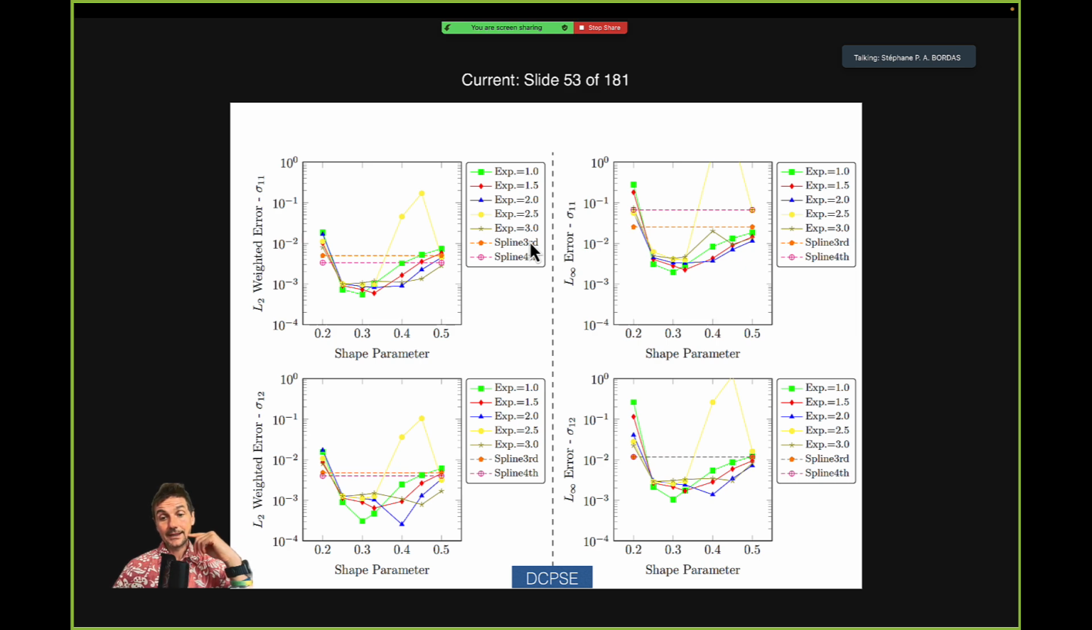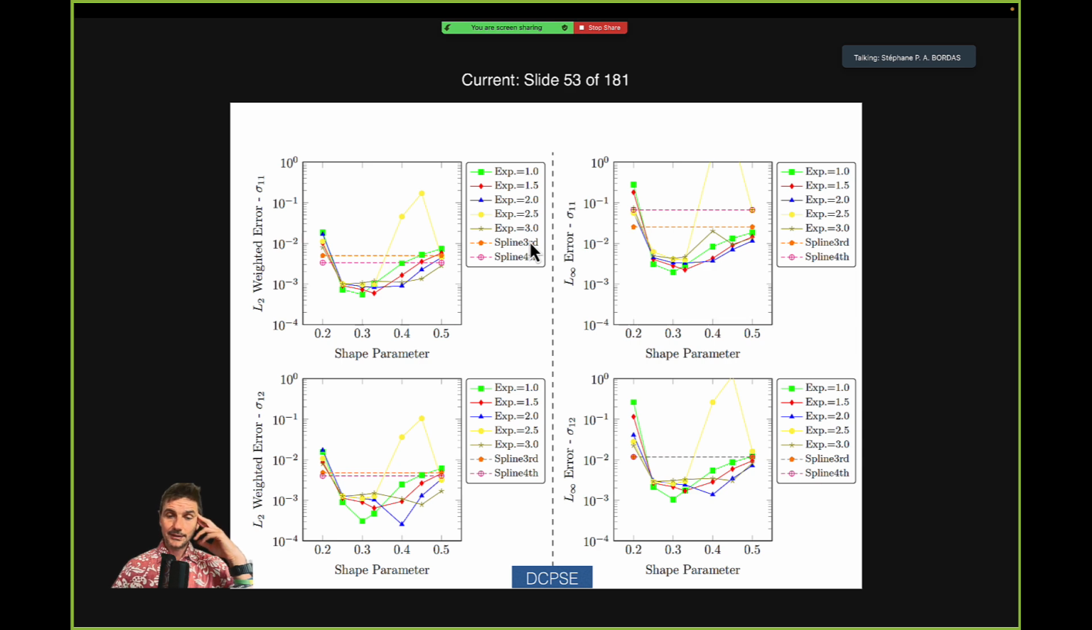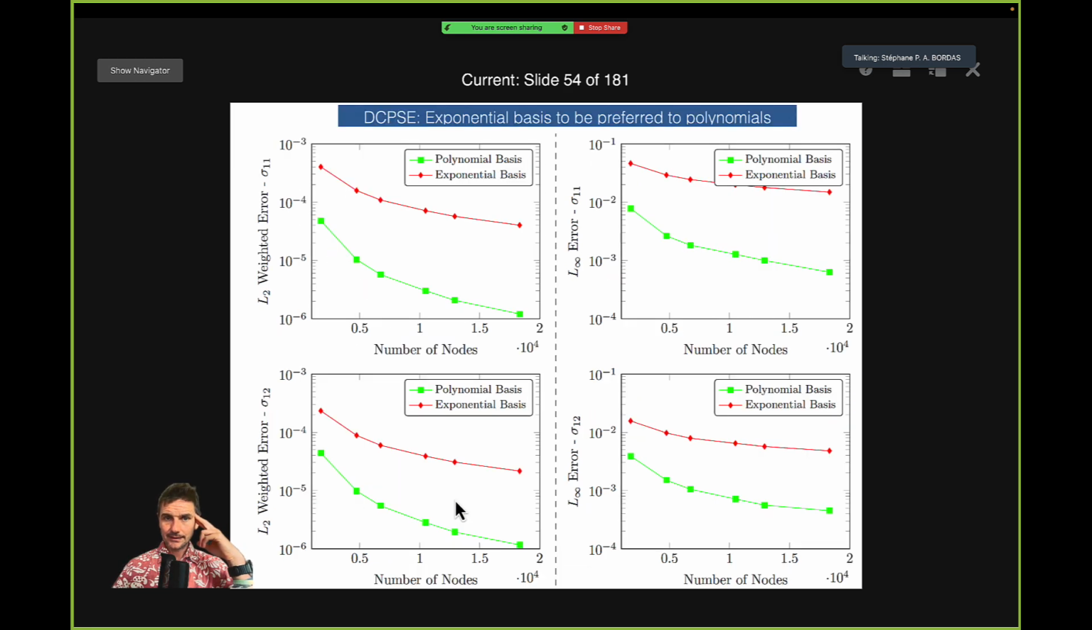And the thing is that depending on each case, that was generalized finite differences, and now for DCPSE, well, you see that you have some sort of optimal shape parameter, which is given here, which will give you the minimum error, and then if you increase it too much, the error increases again, and if you choose it too small, the error increases again. And you see that this optimal parameter is about 0.3 to 0.4, at least for this particular case.